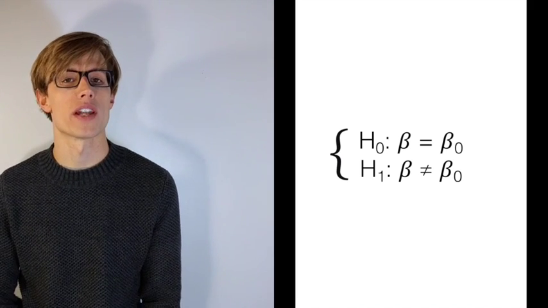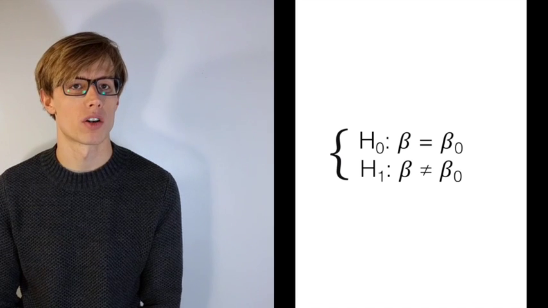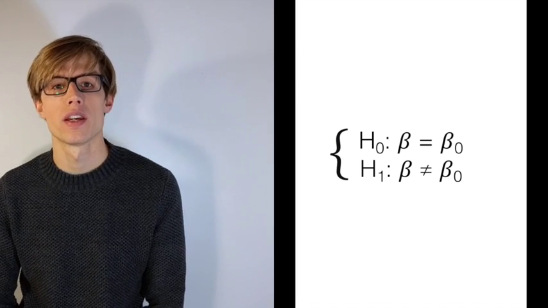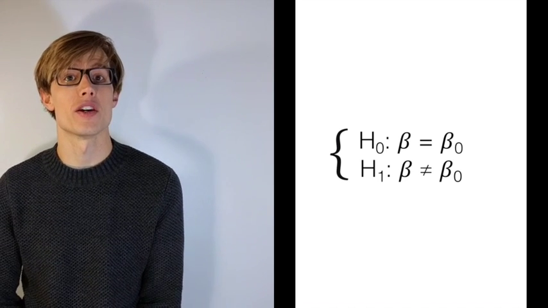We start off with a set of hypotheses. H0, also called the null hypothesis, is that beta is equal to beta 0, a constant that we have to specify. H1, the alternative hypothesis, is that beta is different from beta 0. Now, how do we go about extracting evidence from the data about these hypotheses?